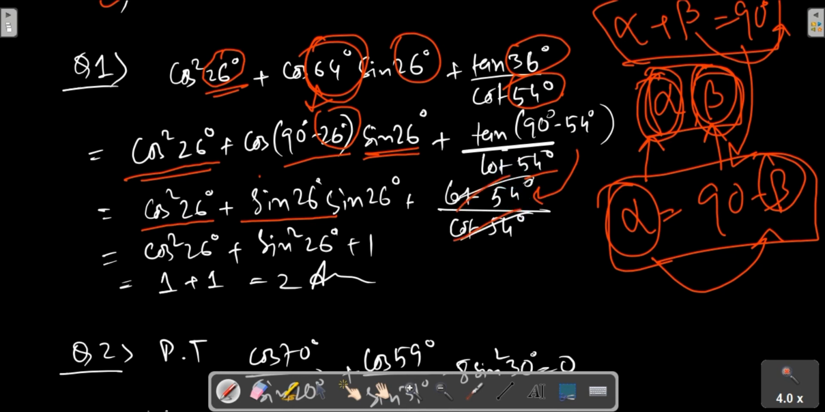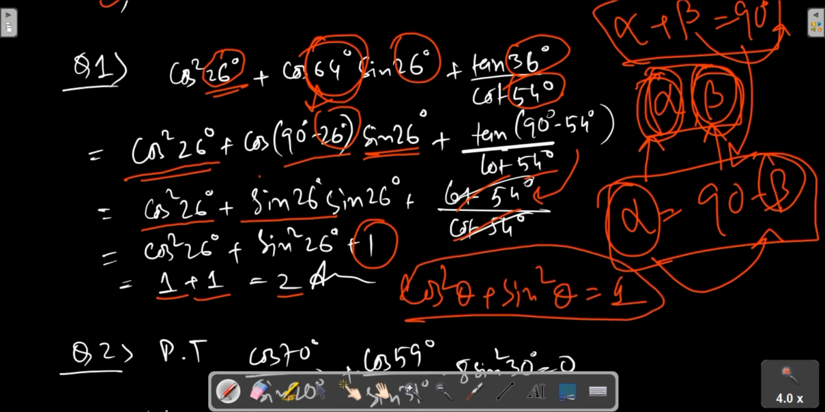Here it would come to 1, so I have written 1. And here sin 26 into sin 26 gives you sin square 26, right? So cos square 26 plus sin square 26 will give you 1, and here is another 1. Because students, you know that cos square theta plus sin square theta gives 1, right? By applying that formula we have got 1 here, and this other 1 was from the previous line. So 1 plus 1, the answer will be 2.